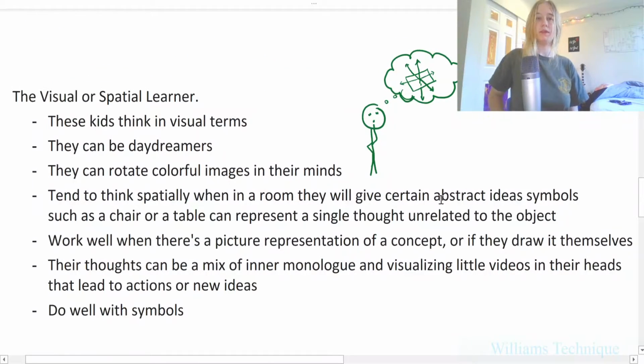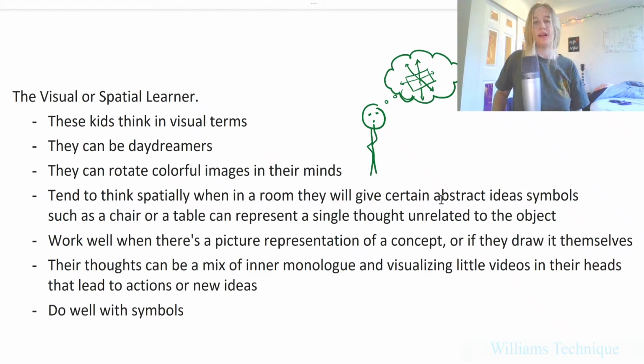The visual or the spatial learner are kids or students who think visually. They can picture things in their heads. They can rotate objects, see colors in their minds.